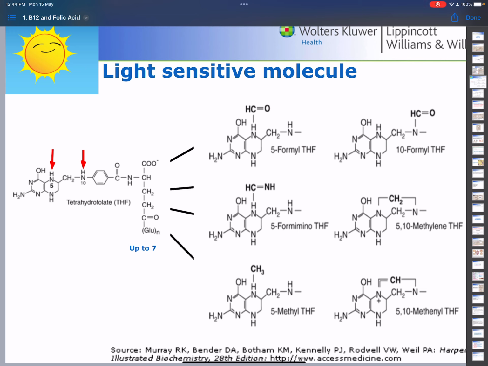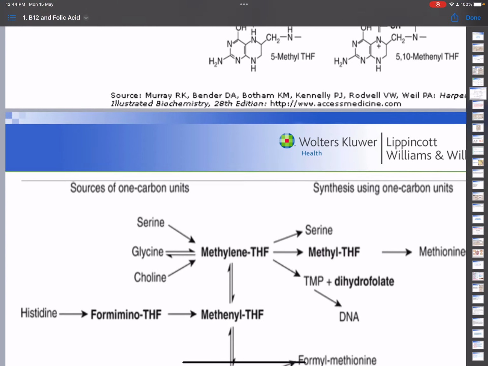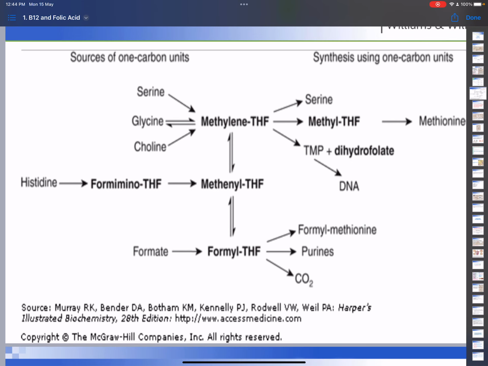For example, these are the sources of the carbon that might be used by tetrahydrofolate. If you have serine or glycine or choline for example, they will form methylene tetrahydrofolate. It doesn't matter that you know the methylene structure now. Just to know that you have sources of carbons like formate. All of these molecules are sources of the carbon that will be used by the tetrahydrofolate either by forming methylene or methyl or formyl or formimino. All of these molecules will be used to synthesize other molecules.